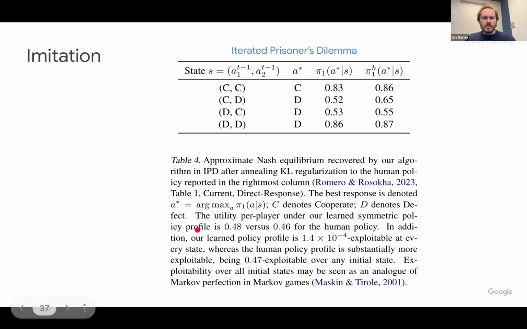But our learned policy profile has slightly higher utility, 0.48 versus 0.46. But maybe what's most surprising is that the exploitability of this profile, if you start from a uniform state, is 10 to the minus 4, whereas the exploitability of this human profile is nearly 0.5. So it's interesting that you can slightly change the profile, but then drastically reduce the exploitability. I found that to be an interesting experiment.